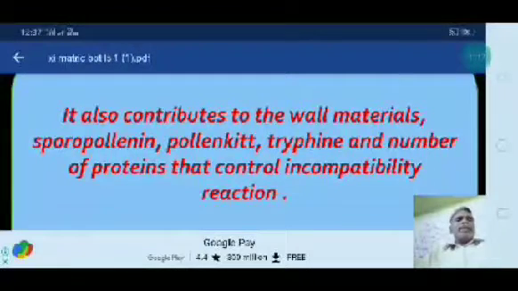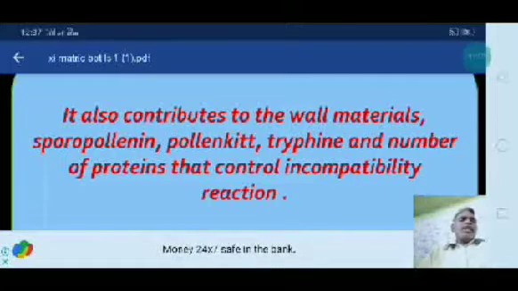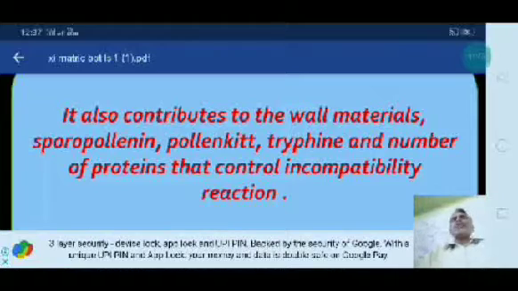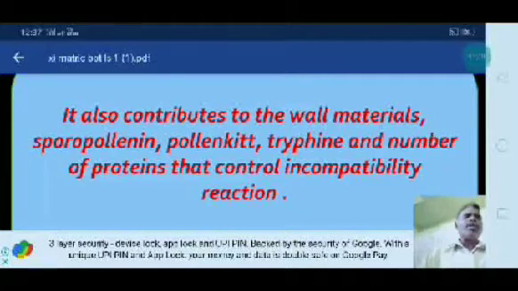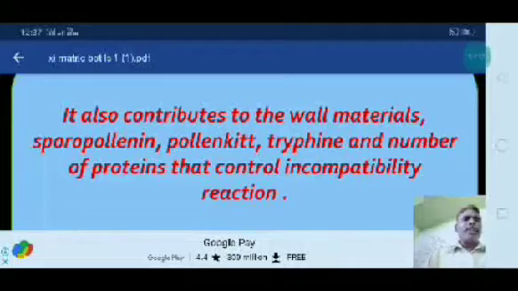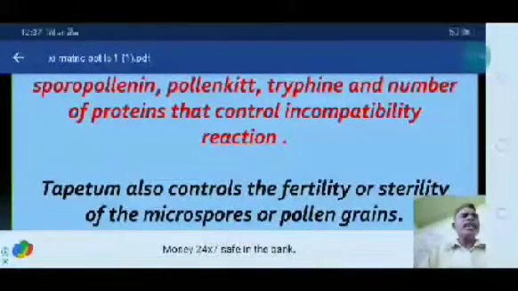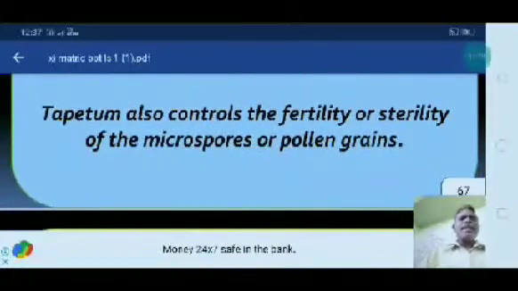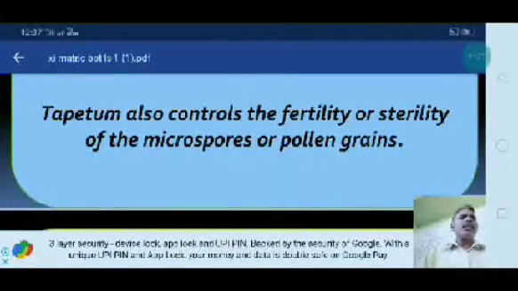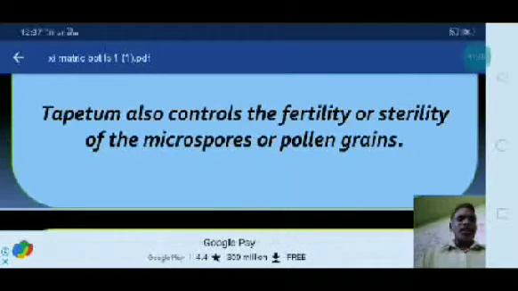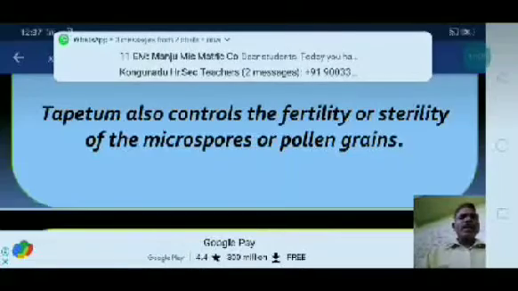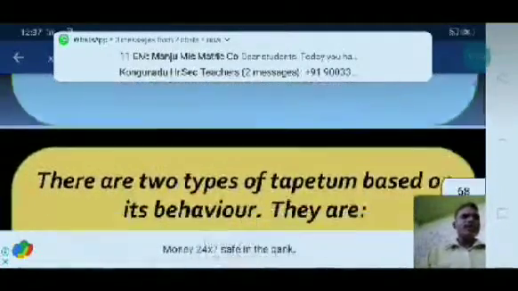The tapetum also contributes wall materials: sporopollenin, pollenkitt, tryphine and a number of proteins that control incompatibility reactions. It also controls the fertility or sterility of the microspores or pollen grains.